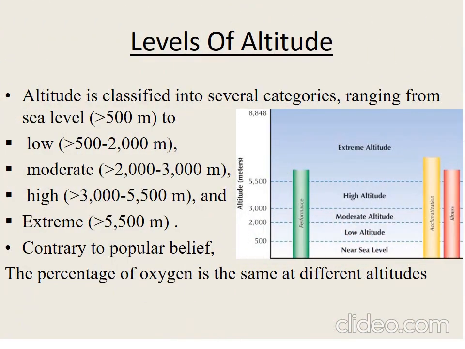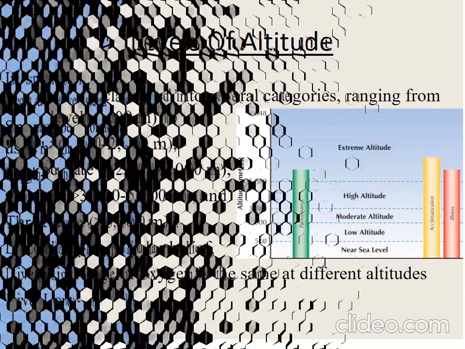Now let us see the levels of altitude. Altitude is classified into several categories: sea level, which is up to 500 meters; low altitude, which is above 500 to 2000 meters; moderate altitude, which is above 2000 to 3000 meters; high altitude, which is above 3000 to 5500 meters; and the last is extreme altitude, which is above 5500 meters. Contrary to popular belief, the percentage of oxygen is the same at different altitudes.